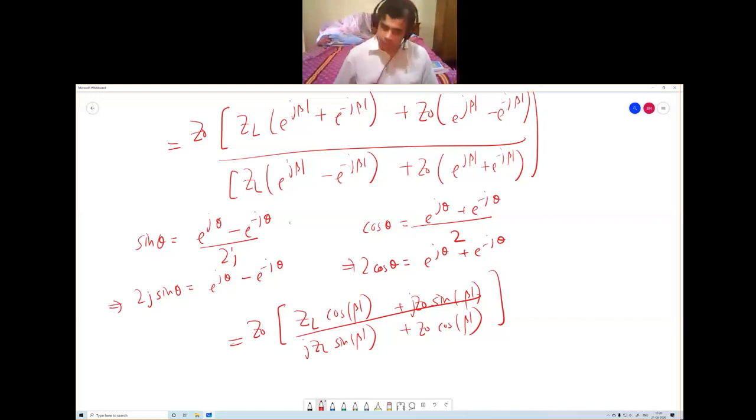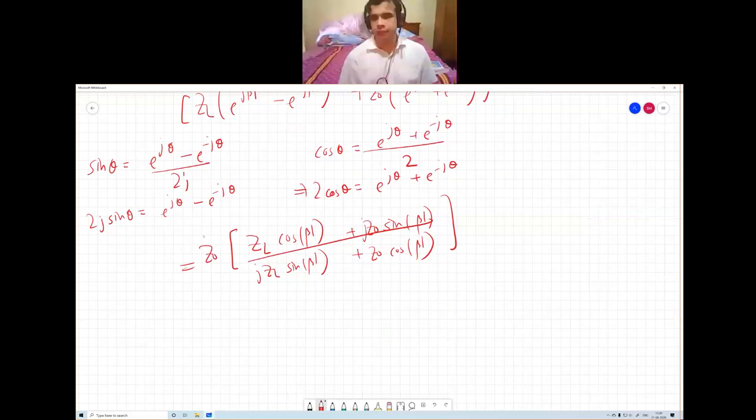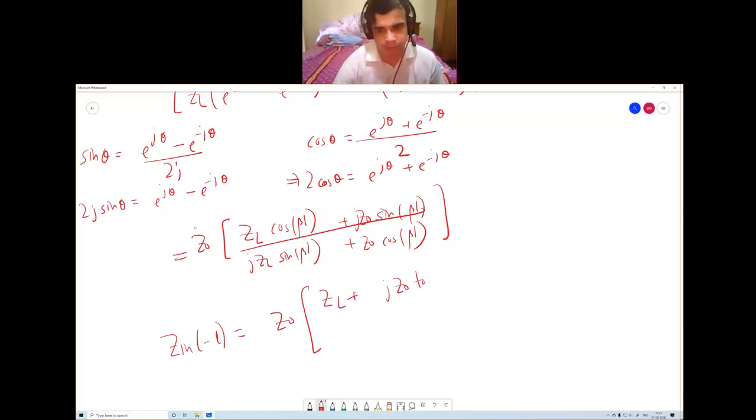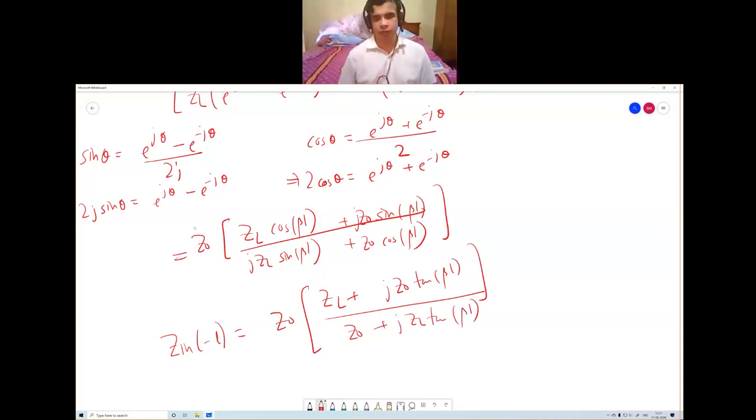Okay. Now, the final and last step is we simply divide the numerator and denominator by cos. That's the final step. So Zin of minus L is Z0 times (ZL plus JZ0 tan beta L) by (Z0 plus JZL tan beta L). This is the final expression of input impedance as seen from the point.